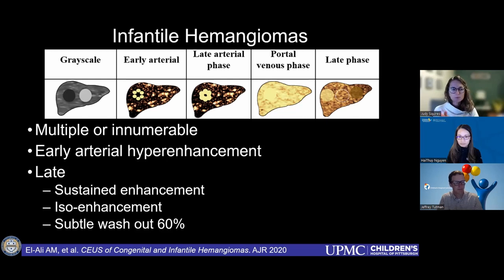So infantile hemangiomas, we talked about this last week, but just a reminder, infantile hemangiomas are going to be multiple or innumerable. They have early arterial enhancement, typically out to in enhancement. They are going to have sustained enhancement, hyperenhancement, or washout. So the clinical picture is super helpful here. And the lack of early washout is helpful because what's your differential for multiple liver lesions in a pediatric patient? Metastases. So although infantile hemangiomas can have washout, they do not have early marked washout. They have late subtle washout if they wash out.